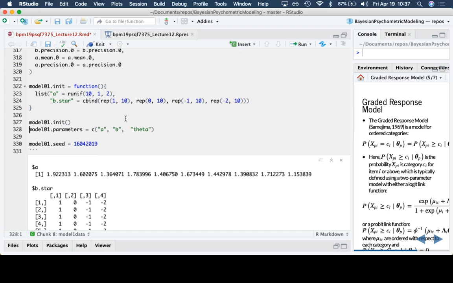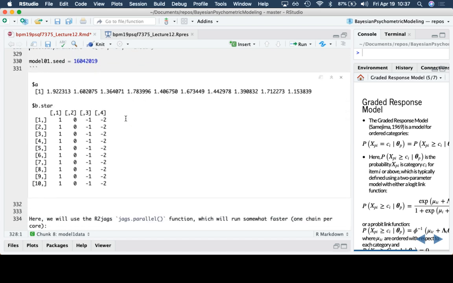I said effectively do this. Randomly give me a uniform distribution for 10 A's, so there's my 10 A parameters, one for every item. And then for the B parameters, I just set them in order rather than randomly do it. I could have done differently with randoms, but I decided to keep it this way. This is the B matrix that JAGS is going to be working with when it gets input. So when you're giving it starting values, you have to understand the size of these matrices that are going in.